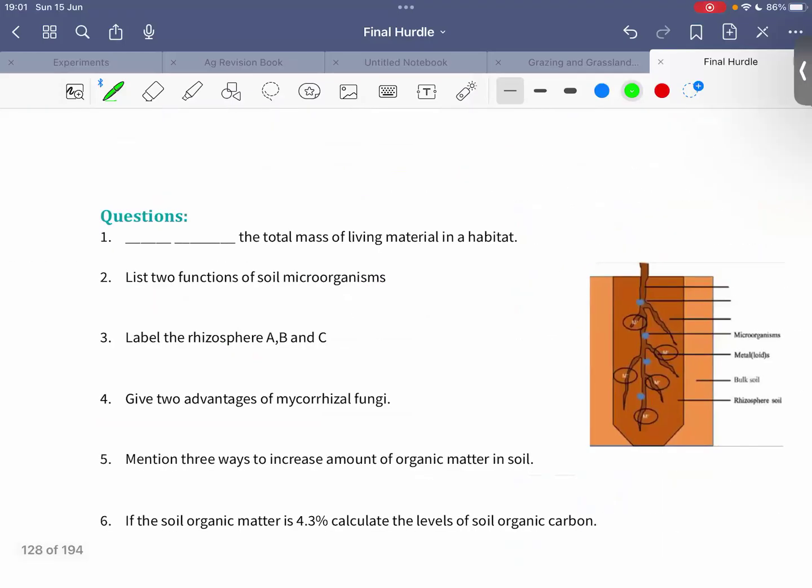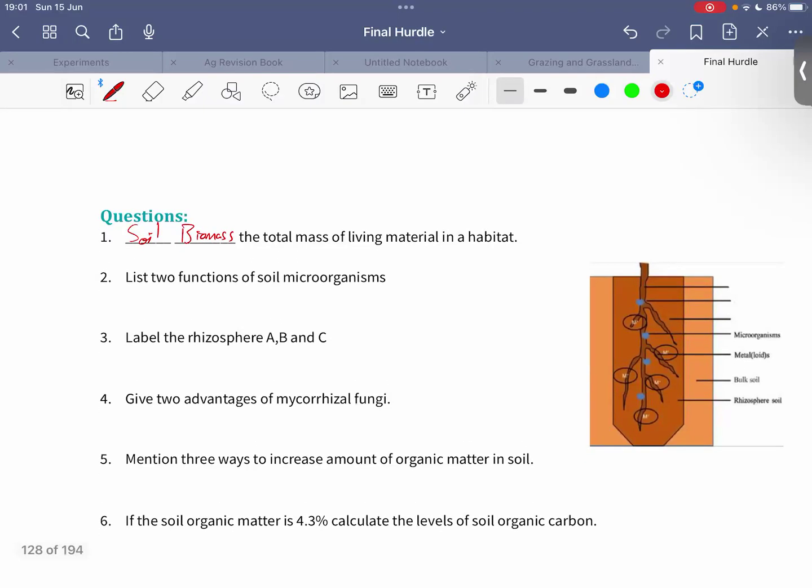Right, let's go. What is the total mass of living material in a habitat? Okay, we didn't talk about it, but I just said throw the question in. See, do you know it? Anyone know? It's our biomass. Yes, Mark is on the ball. It's the soil biomass.